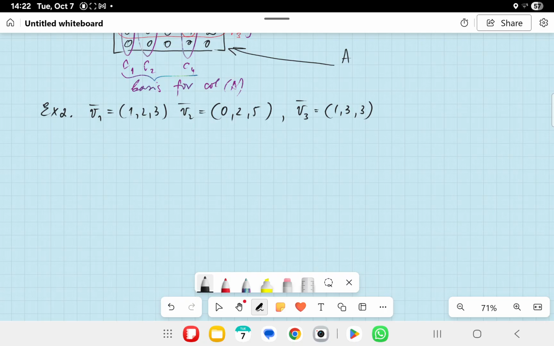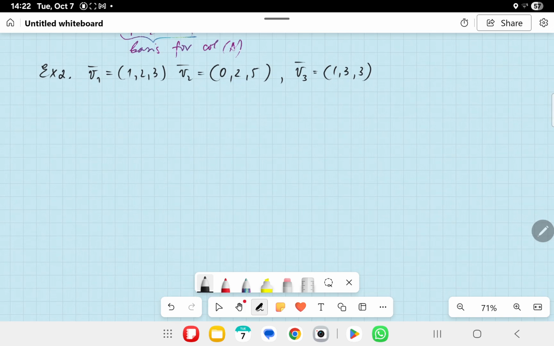So what I'm going to do, guys, is make up a matrix which consists of columns from these vectors. So I'm going to put them into columns: 1, 2, 3, 0, 2, 5, and 1, 3, 3. So I put these vectors into columns.